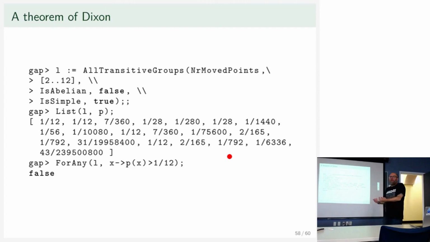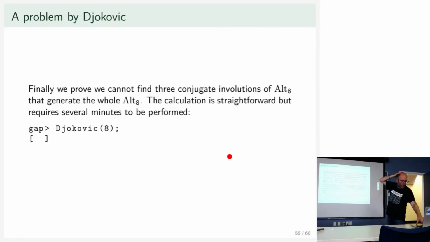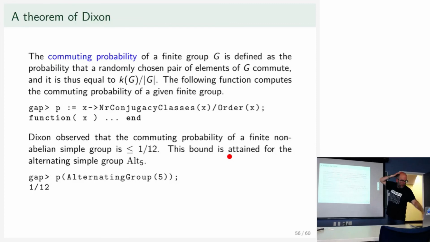Why? Because I have a list of transitive groups, and the commuting probability is already a function. I defined this at the beginning, in this line.